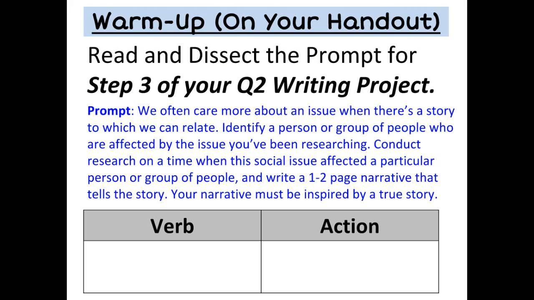Okay, so here's what you're doing today. You should have a handout. On the front of your handout, you're going to start by reading and dissecting the prompt. So there's the prompt. We often care more about an issue when there's a story to which we can relate. Identify a person or group of people who are affected by the issue you've been researching. Conduct research on a time when this social issue affected a particular person or group of people, and write a 1 to 2 page narrative that tells the story. Your narrative must be inspired by a true story.